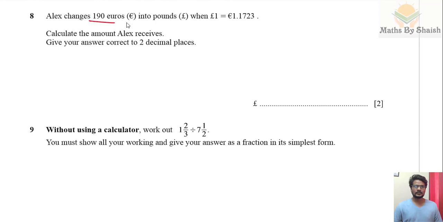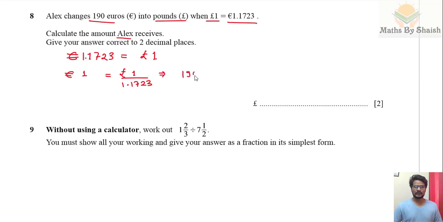Alex changes 190 euros into pounds when 1 pound is the same as 1.1723 euros. Calculate the amount Alex receives. Give your answer correct to one decimal place. We will do it by the unitary method. 1.1723 euros is the same as 1 pound. So if we take 1 euro, it would be 1 over 1.1723 pounds, and hence for 190 euros, it is going to be 190 times 1 over 1.1723, and we will calculate this on the calculator. 190 upon 1.1723.